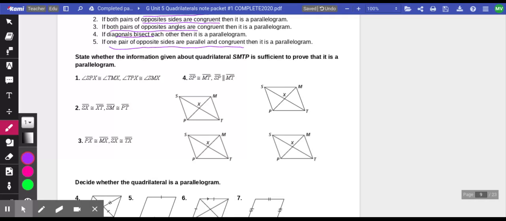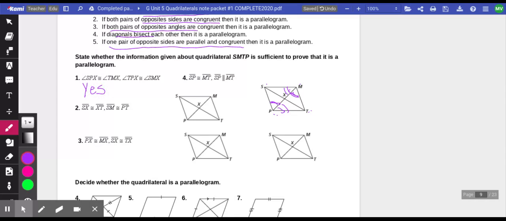So it's SMTP. Notice they have to go in order. So this is saying that if we know SPX is congruent to TMX, so those two angles, and then we know that TPX is congruent to SMX. And that is enough because knowing that these opposite angles are congruent, these alternate interior angles are congruent, tells us that both sides are parallel.